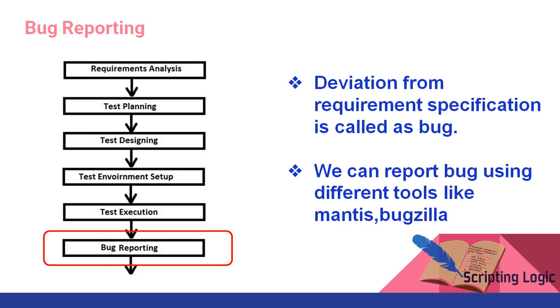We know that a deviation from the requirement specification is called a bug, and we can report bugs using different tools like Mantis and Bugzilla. Sometimes in some companies they use an Excel sheet only. So this was all about the testing lifecycle, and this is a general format of the testing lifecycle. It may differ from company to company, right?